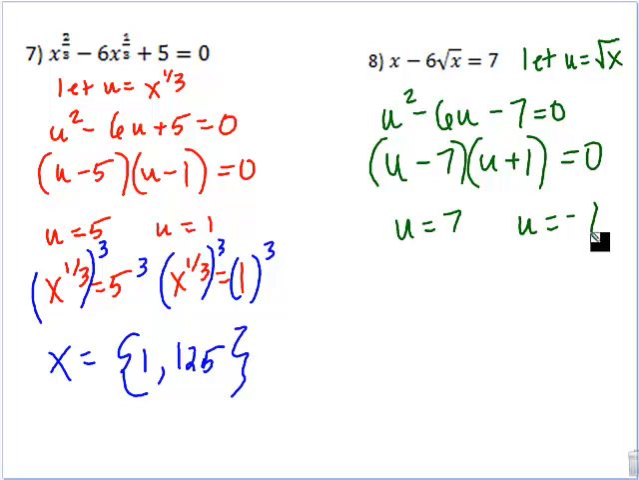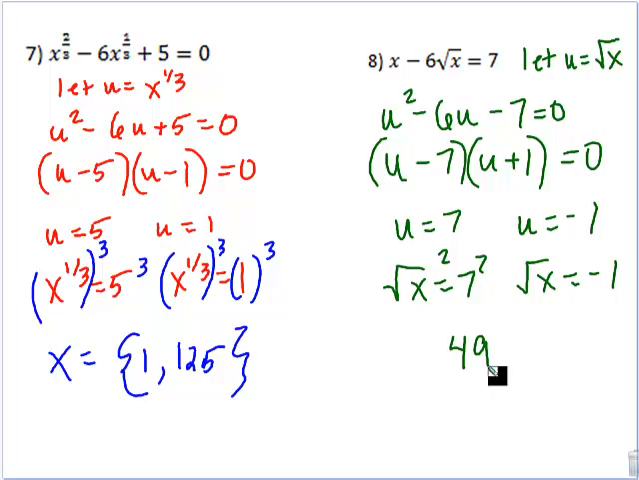Well, what's the u really? Square root of x. So square root of x is 7, and square root of x is negative 1. How do you get rid of the square root? Square. So what is the value here? 49. And now look carefully. This other one is saying square root of x is negative 1. Is that possible? No. So that does not work, so we just have 49. We can take the square root of a negative number, but a square root won't give us a negative number.